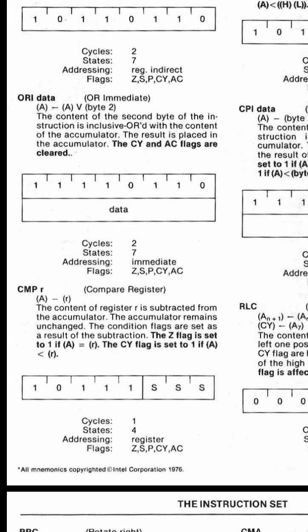Compare register. The content of the register will be subtracted from the accumulator, and the flags which have been set or reset will be observed. The zero flag is set to 1 when the contents of the accumulator are equal to the contents of register R. The carry flag is set to 1 if the accumulator contents are less than the contents of R. Otherwise, the carry flag will be reset to 0.